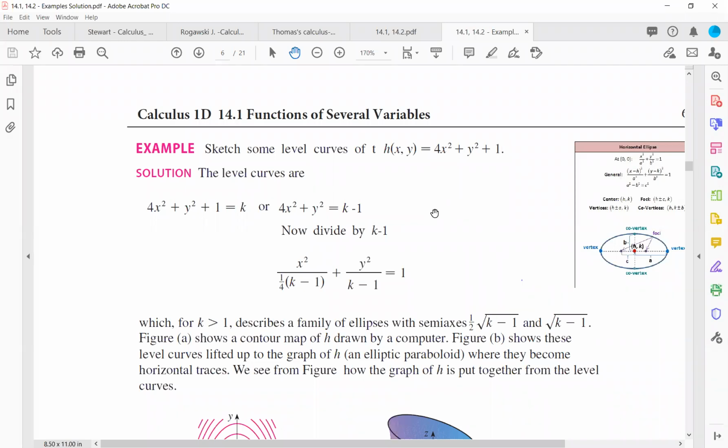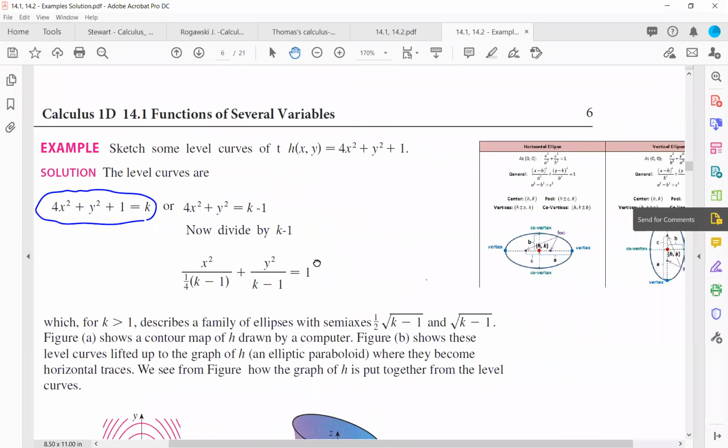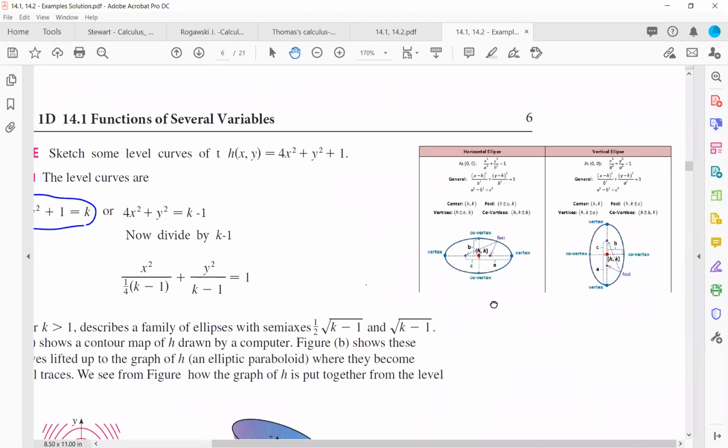Very well. To find level curves of the function, we set the function equal to k. Then we try to write the function in the format that we saw before. In this case, first you have plus 1, which is a constant. Let's subtract 1 from both sides. You get 4x squared plus y squared equals k minus 1. Very well. If you remember conic sections, it's very similar to an ellipse.